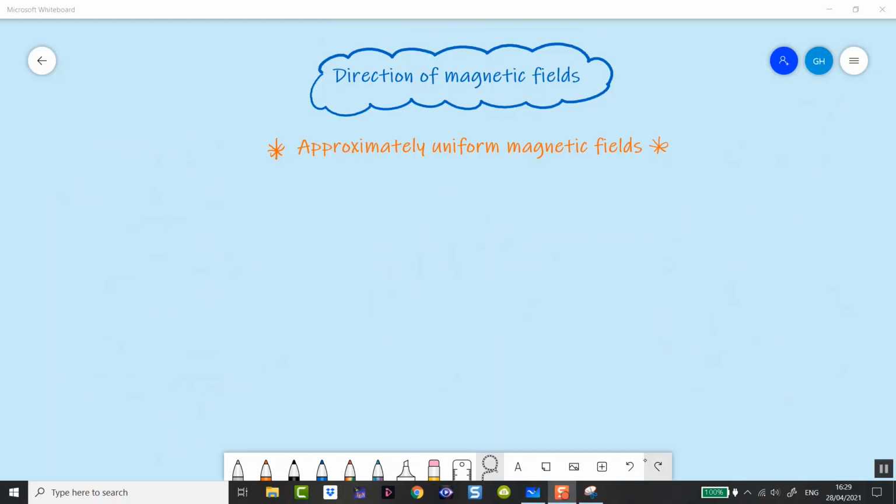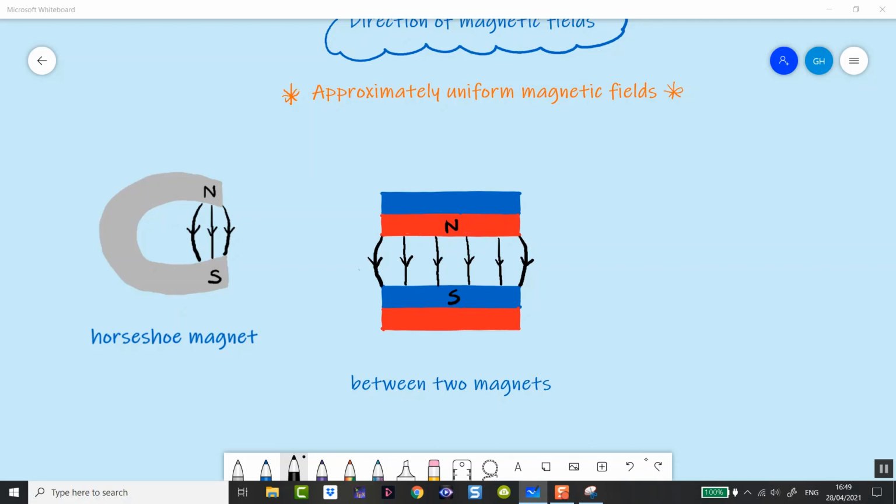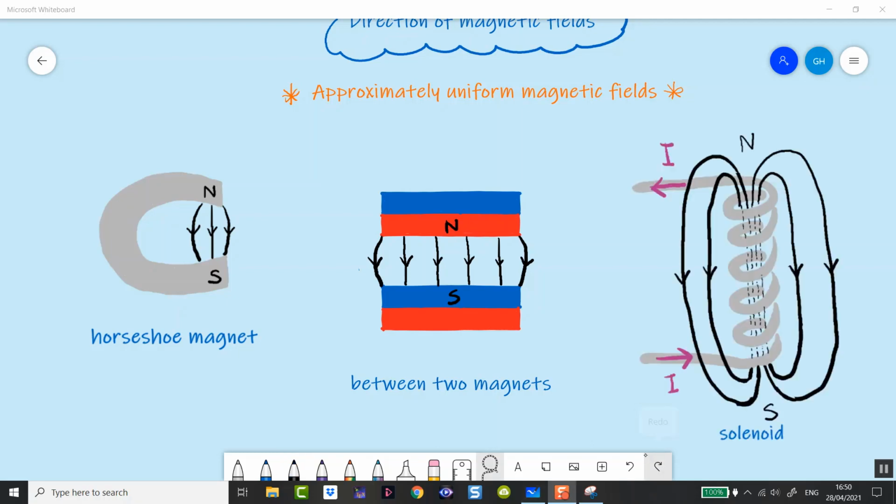Remember that a uniform field is one where the field lines are parallel and evenly spaced. If you want an approximately uniform magnetic field for an experiment, you can use the field between the poles of a horseshoe magnet, or between the North Pole and the South Pole of two different magnets, or the field inside a coil is also approximately uniform.